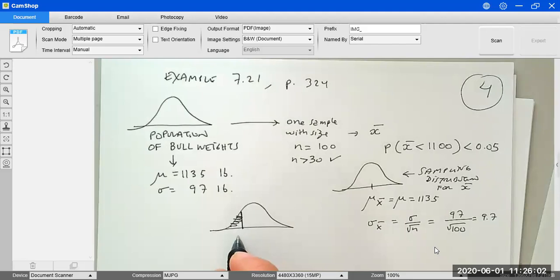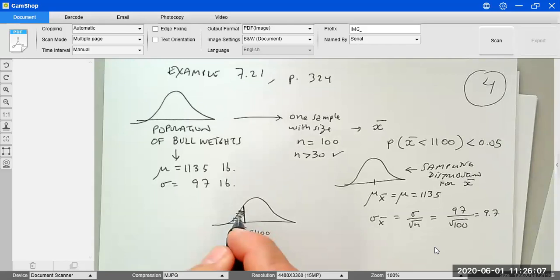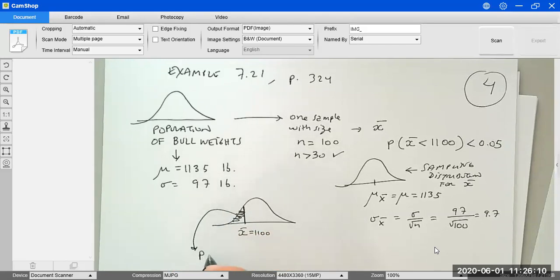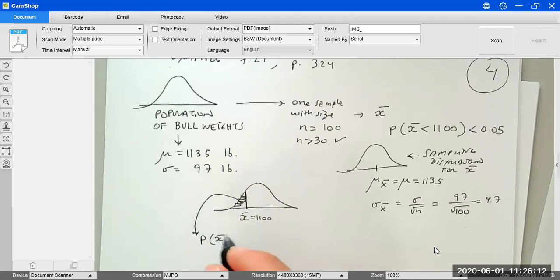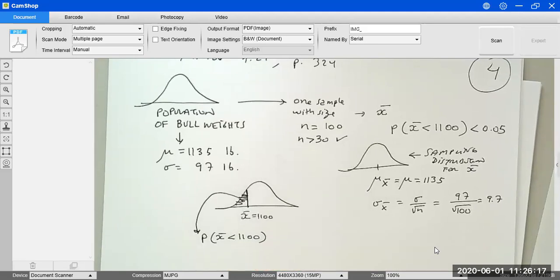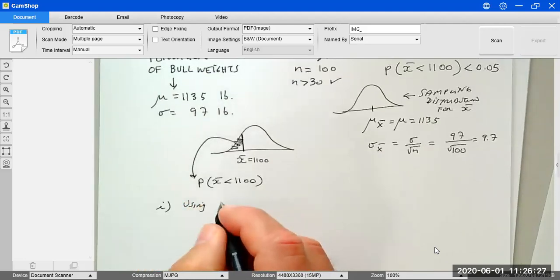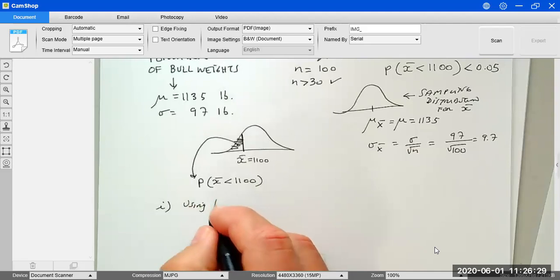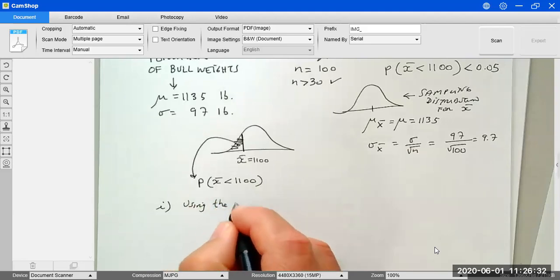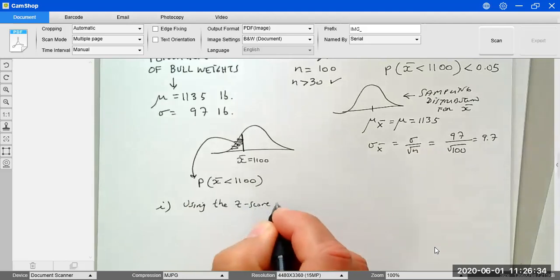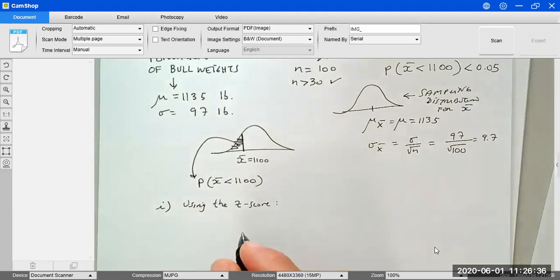Now we want to know the probability that you have here a mean of 1100, and we want to know this area. This area is going to be the probability that the mean is less than 1100. So again, we have two courses of action. The first one is using the z-score, and this is for the students who already know how to use z-scores. So we need to find the z-score.